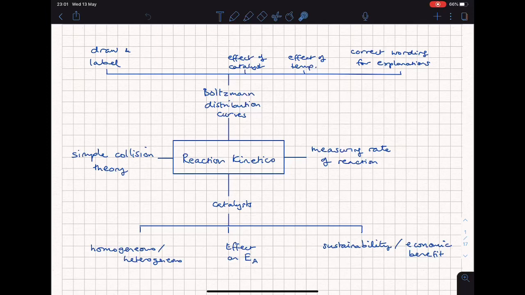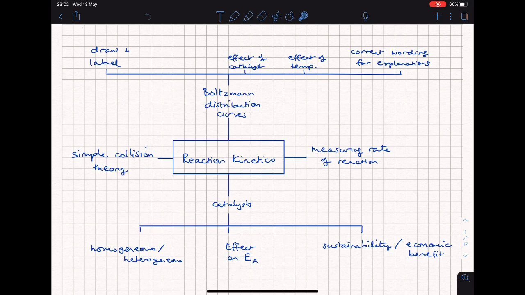In this video, we're going to look at Boltzmann distribution curves. These are basically graphs of a mathematical function that describes the distribution of speeds or kinetic energy of the particles in a gas. You must be able to sketch and label these curves and understand what these graphs represent.